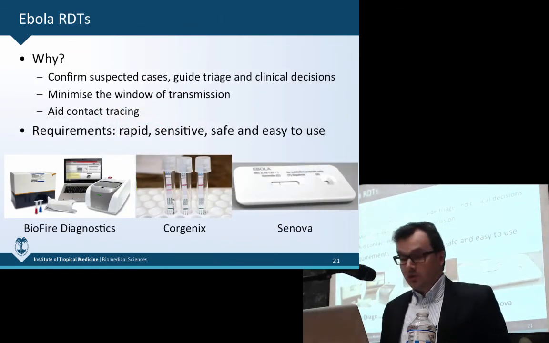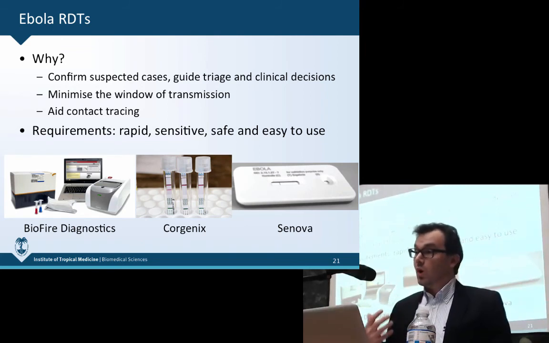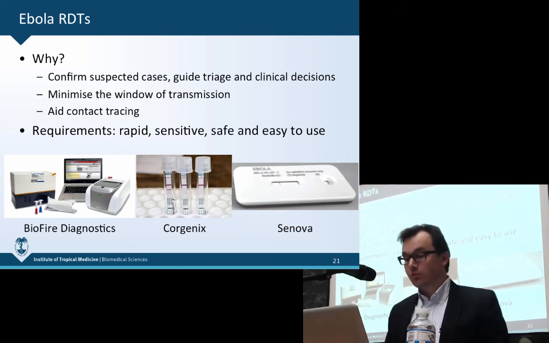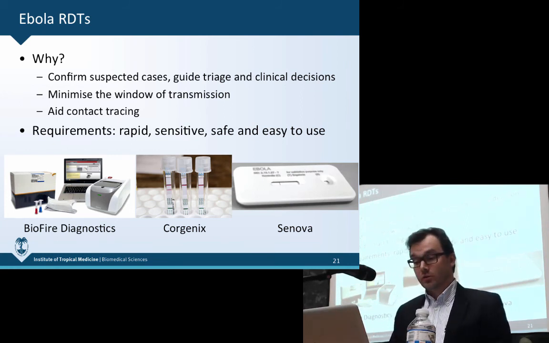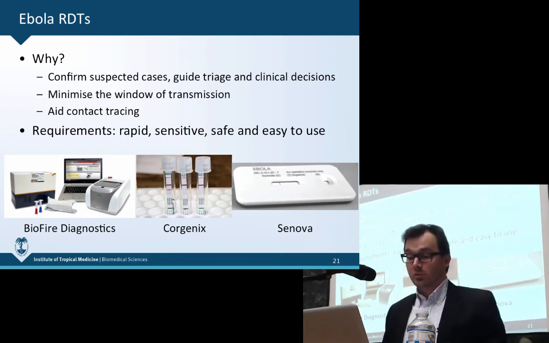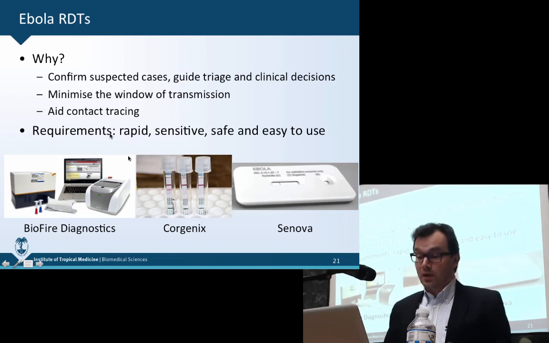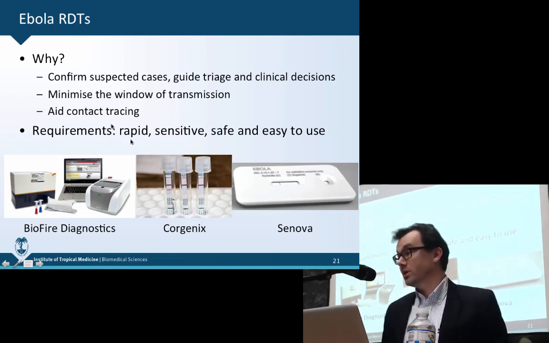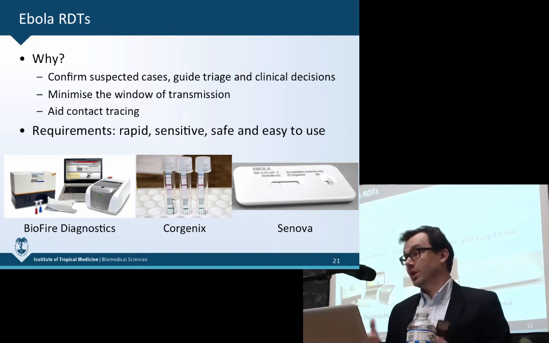Okay, Ebola rapid diagnostic tests, what's going on there? So why do we need them? Of course, they're important to rapidly confirm suspected cases, to help in the triage early on and in making these clinical decisions. They could also minimize the window of transmission, and they could be very helpful in contact tracing. Of course, they need to be rapid, and rapid is actually within 5 to 15 minutes. WHO puts the limit at about 30 minutes, half an hour.